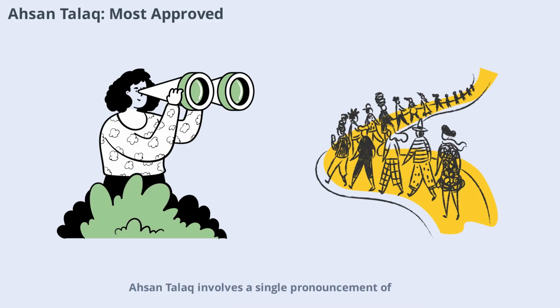Ahsan Talaq involves a single pronouncement of talaq during a period of purity, tuhr, followed by an iddat waiting period of about 3 months. If there is no cohabitation during iddat, the divorce becomes final. However, the husband can revoke the talaq during iddat, allowing the marriage to continue if both parties wish.